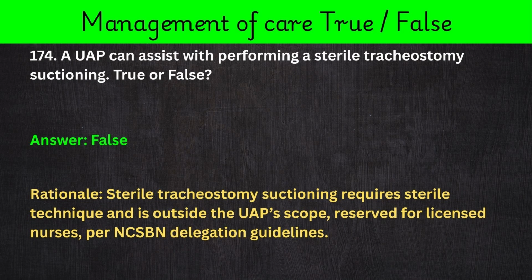174. A UAP can assist with performing a sterile tracheostomy suctioning. True or false? Answer: false. Rationale: sterile tracheostomy suctioning requires sterile technique and is outside the UAP scope, reserved for licensed nurses, per NCLEX-PN delegation guidelines.